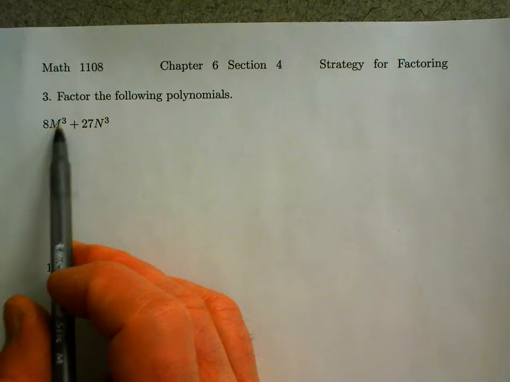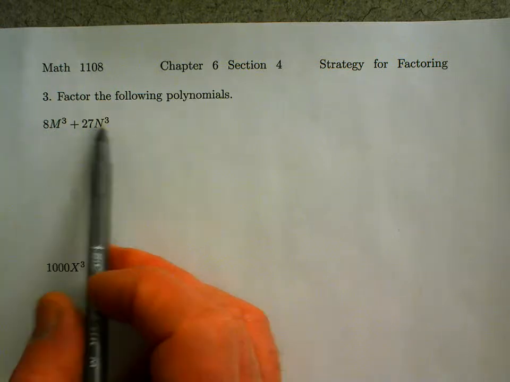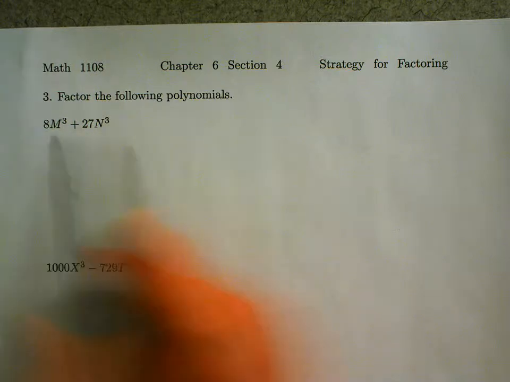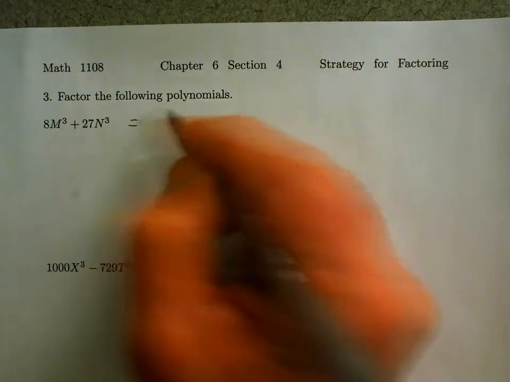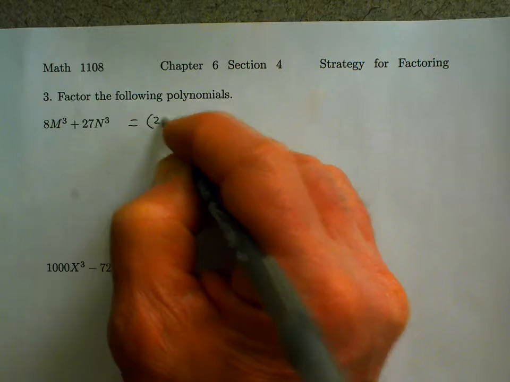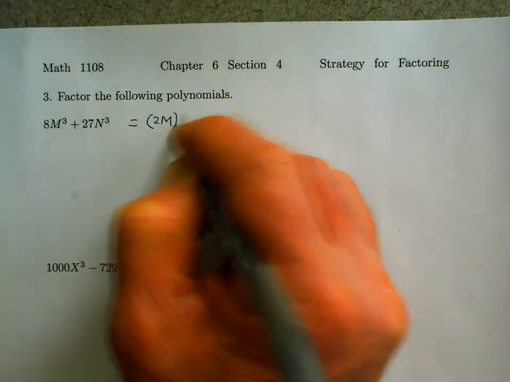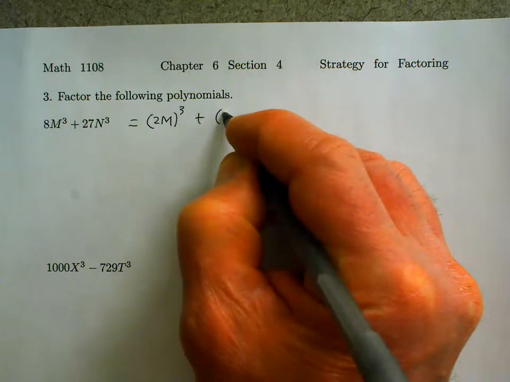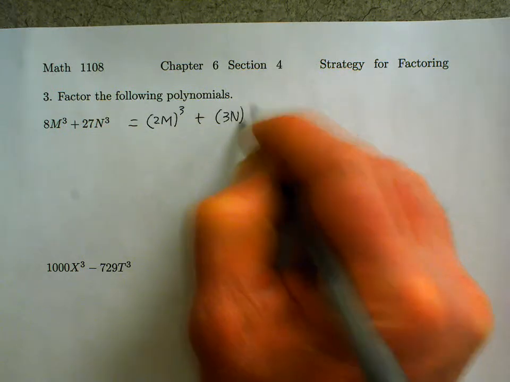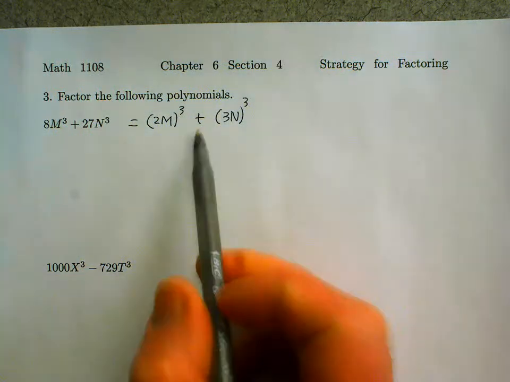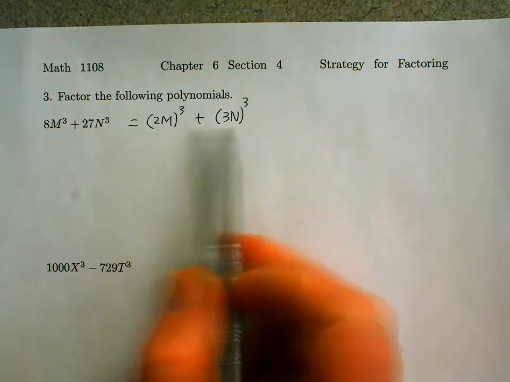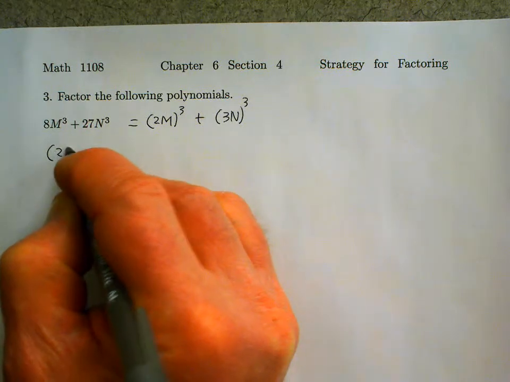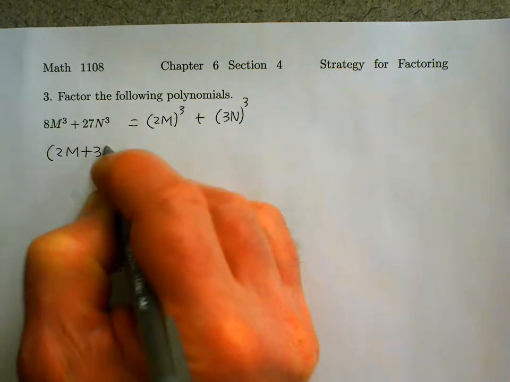The variable parts are obviously cubes, but so are the coefficients. So if it helps, you can rewrite this as the term 2m to the third plus the term 3n to the third, and then use the sum of cubes factoring formula. The binomial is 2m plus 3n.